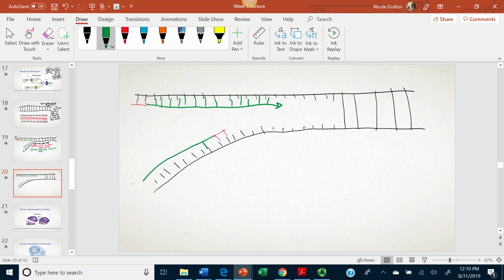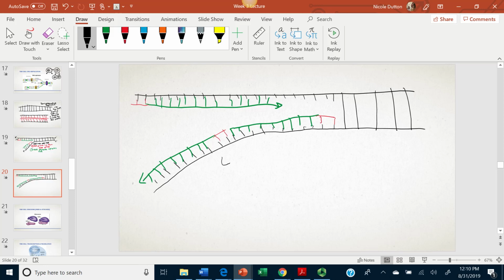The bottom strand is an issue. Since the bottom strand has to be synthesized backwards, now we have to lay down a new primer when the next section of DNA opens up, and a new chunk of DNA is made. And these chunks of DNA are known as Okazaki fragments.